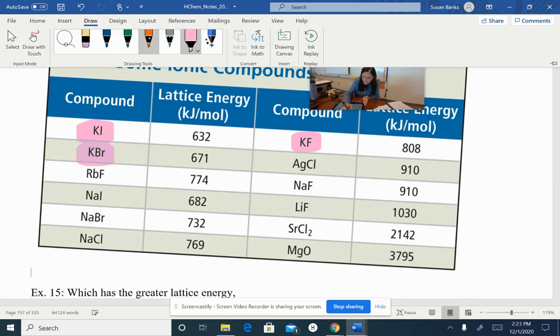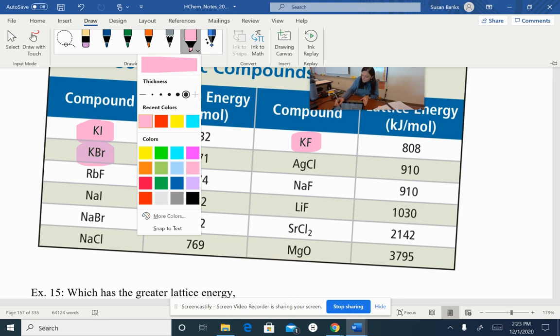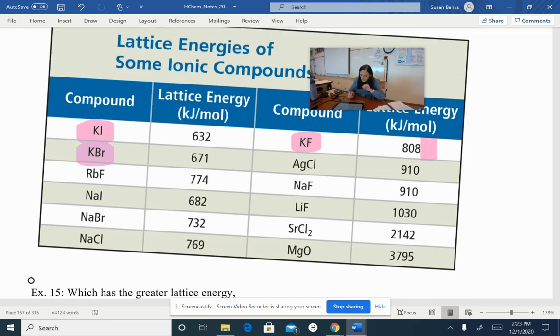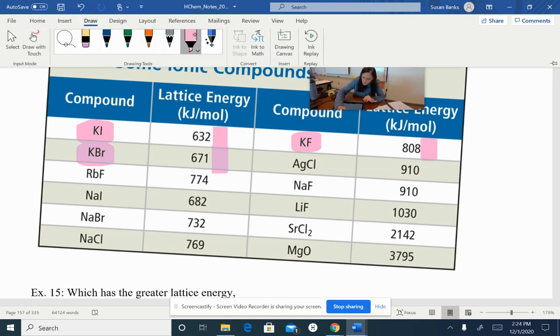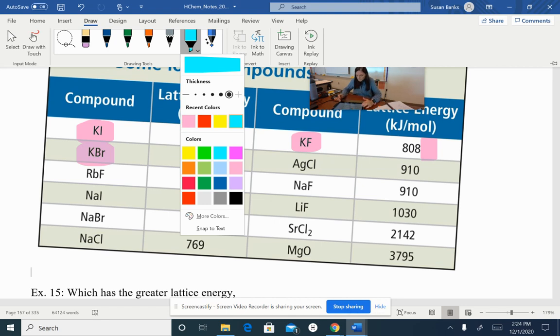Is that indeed the case? Let's look. We have 808 versus 632 and 671. So yeah, potassium fluoride has the highest lattice energy because the radius of that molecule is going to be the smallest. Okay, and then potassium iodide has the lowest lattice energy because the radius of that molecule is the largest. Now let's look at some others that are also similar so that we can compare them.